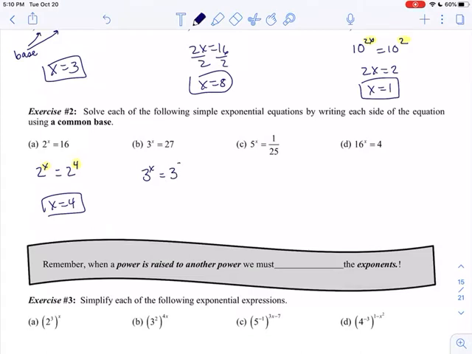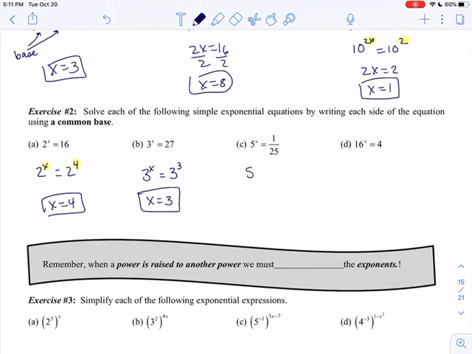Next one, I have 3 to the x, which is perfect, but I'm going to make 27. I'm going to write it as 3 to what power is 27? 3 to the 3rd power is 27. My bases are the same, so all I have to do is set the exponents equal to each other.